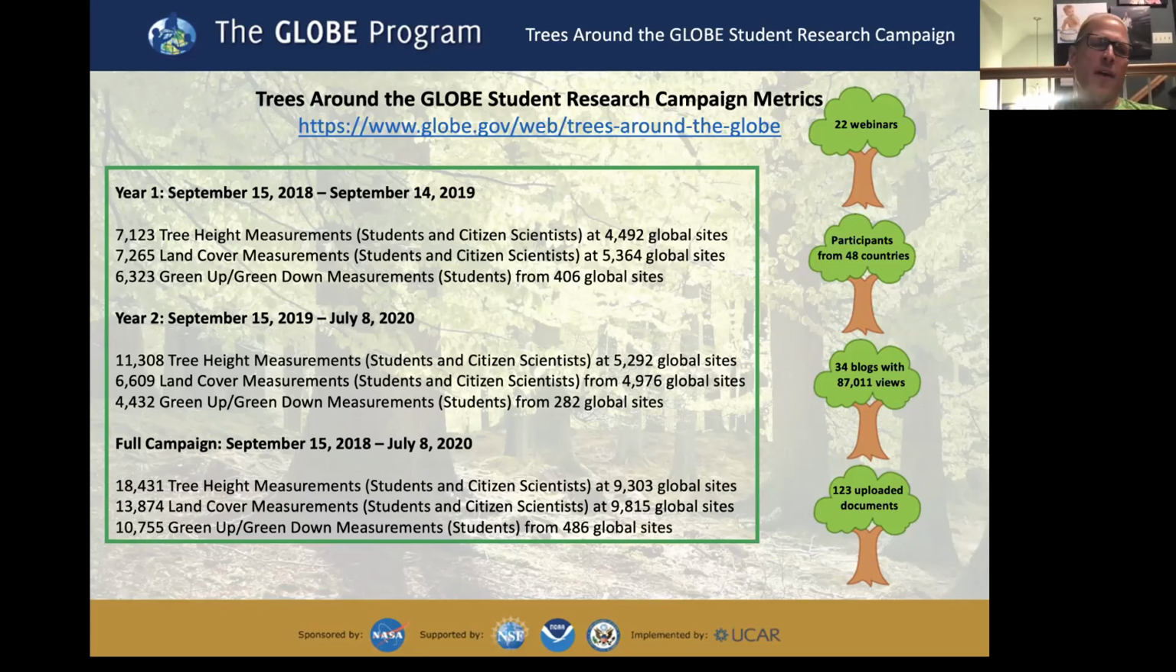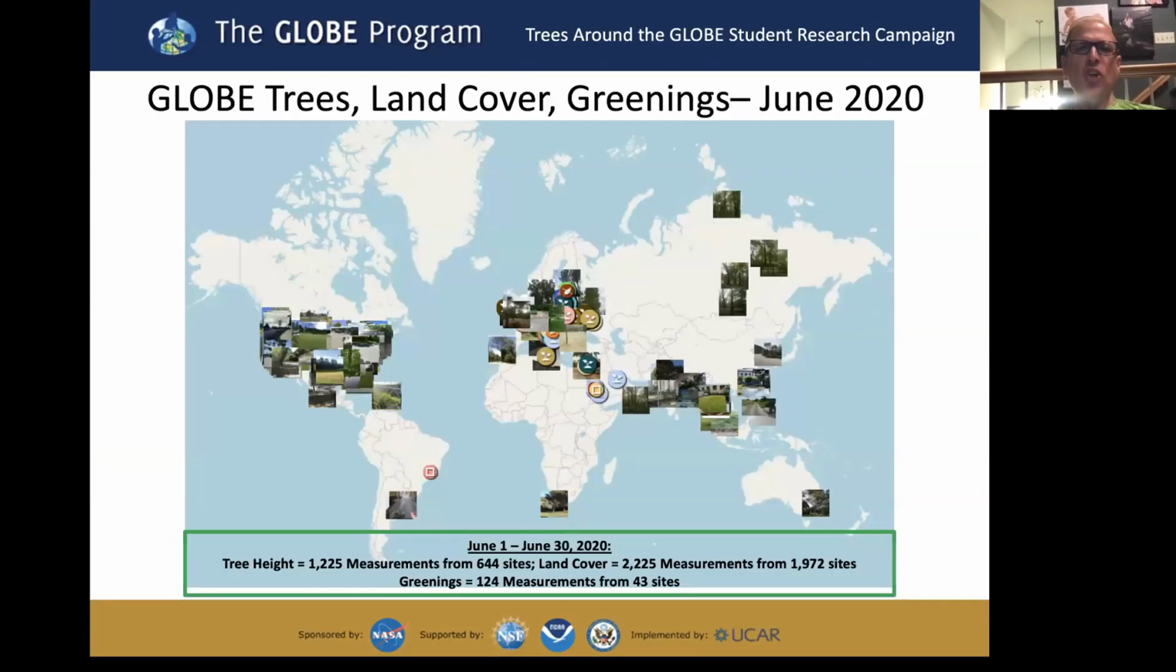The numbers you can't find here, I get those through the GLOBE Advanced Data Access Tool, the ADAT system. So that's how I get all that information. So for June of 2020, we had over 1,200 tree height measurements, over 2,200 land cover measurements, and 124 greening measurements. So lots of data coming in from all over the world, as you can see. And this is taken from the GLOBE Visualization System map.